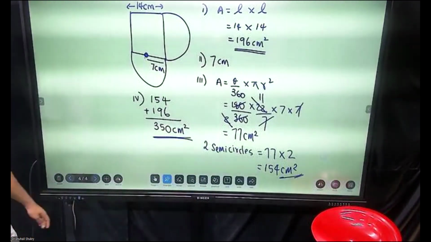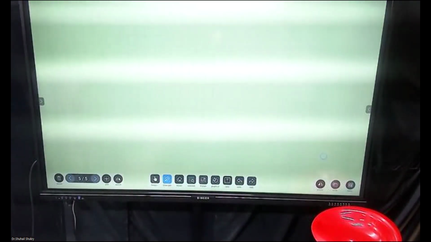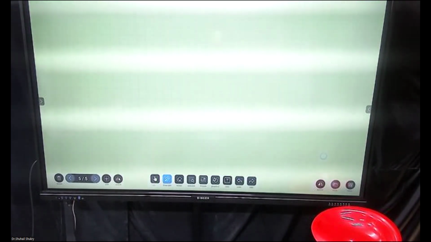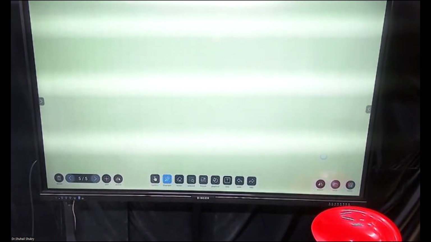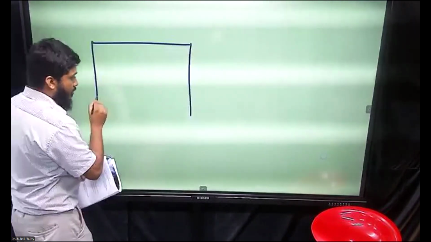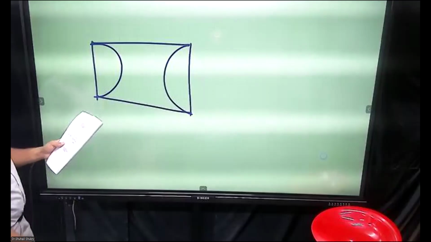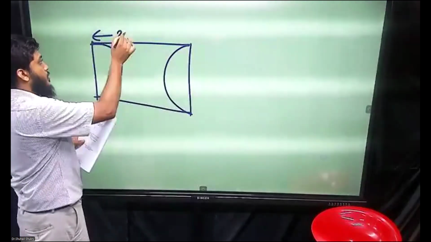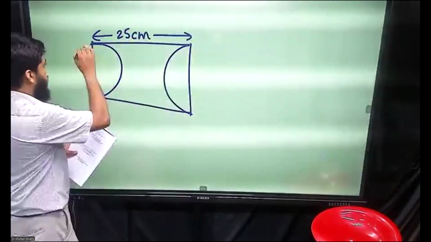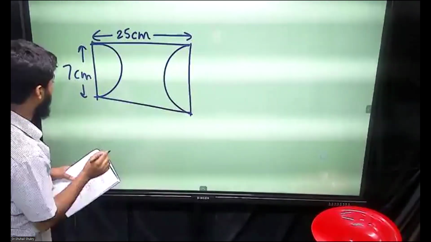The second question. In the second question, you have a picture like this. What is this? This is a rectangle. This is 25 centimeter. And here they have given 7 centimeter. Question number 1, find the area of the rectangle.